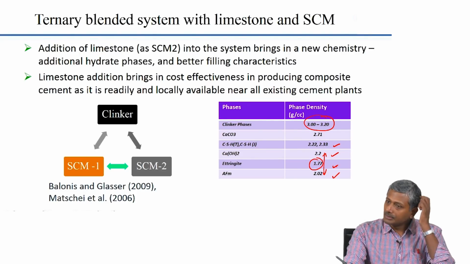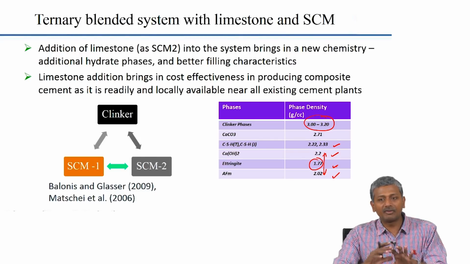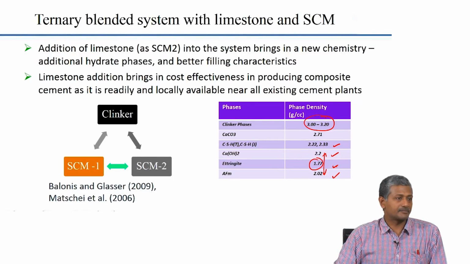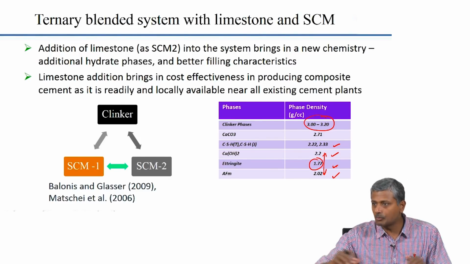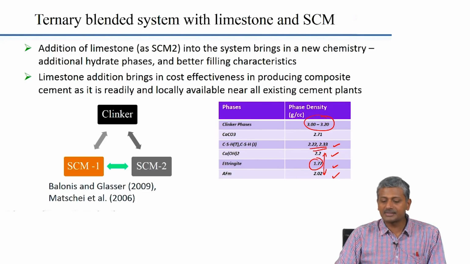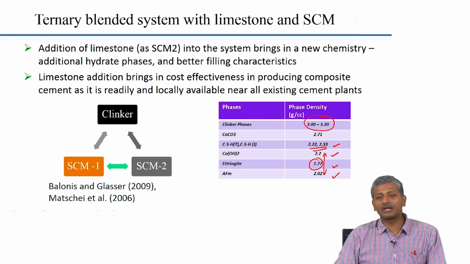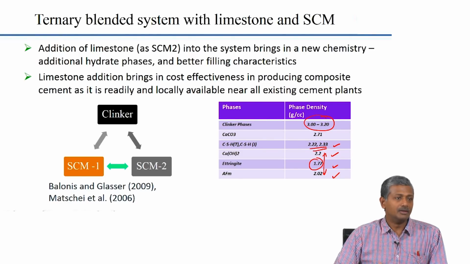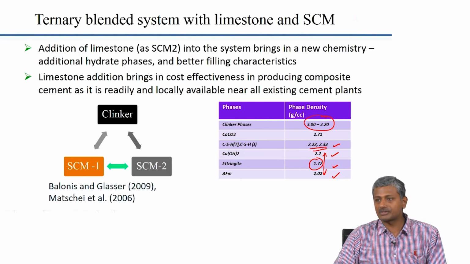What does that mean? If you form ettringite, it will fill up more pore spaces. It has got low density, so it fills up more spaces. Whereas CSH is the highest density phase. Of course, we can't live without CSH because it is the primary binding phase of your cement paste.